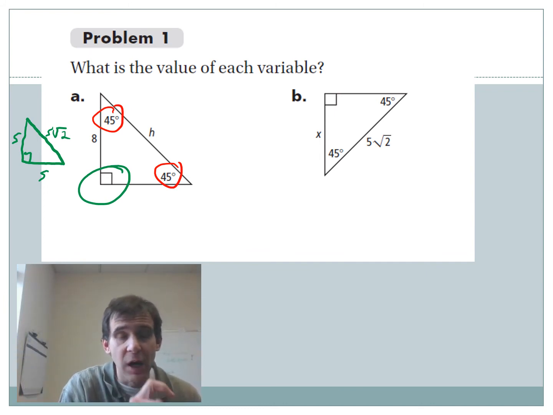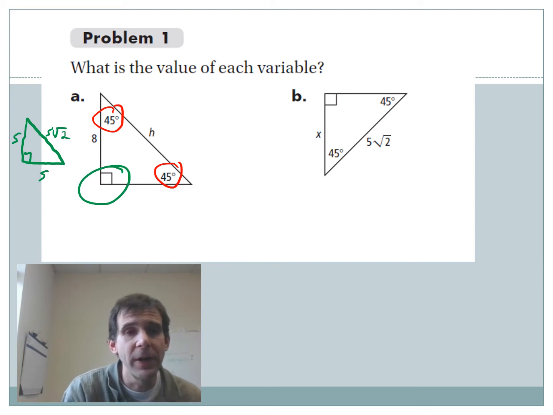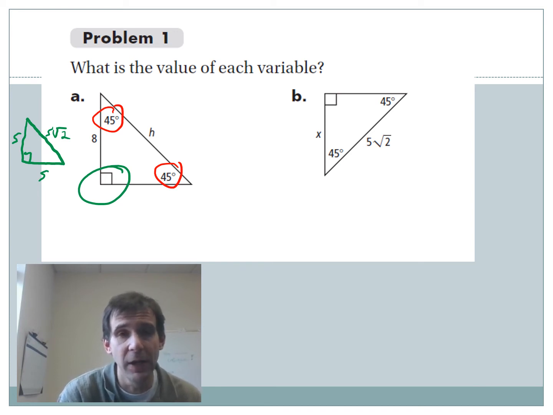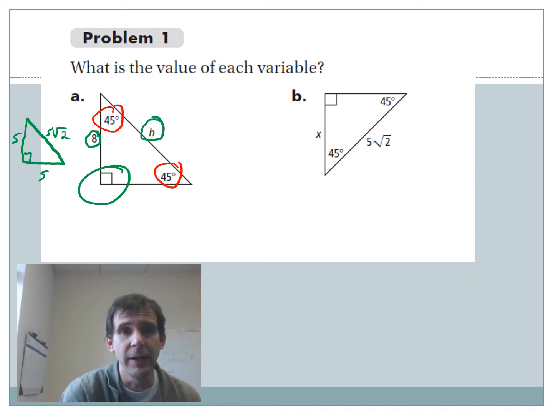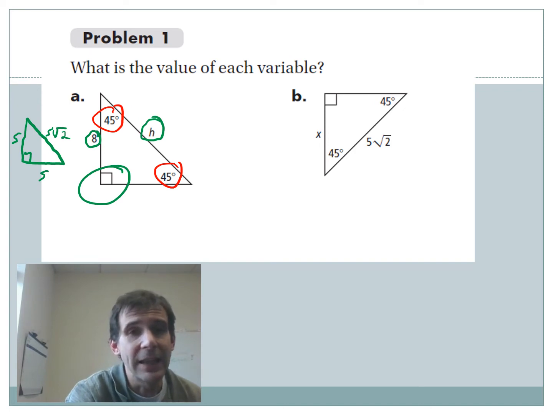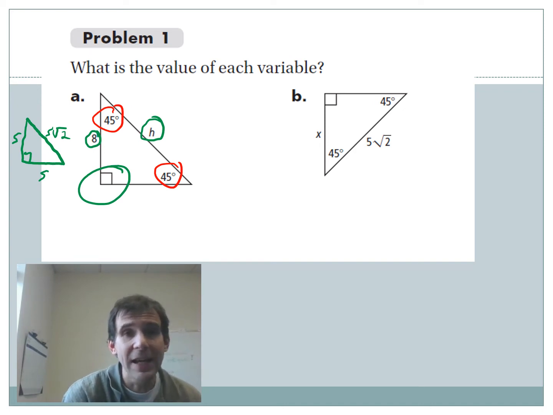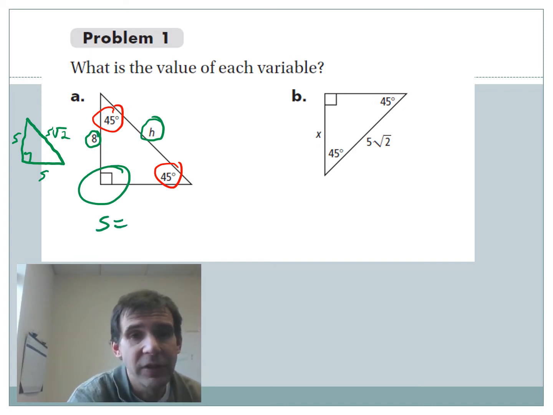Now what we always want to do is figure out what S is, because if we know what S is, we can do any of these. We can simply write S for the two legs, or we can multiply S times the square root of 2 for the hypotenuse. So if we look here, what have we been given? Well, we've been given 8. We've been given one of the sides, and we want to find the hypotenuse, right? So we've been given 8 that lines up with one of the S's. So S equals 8. It's that simple.